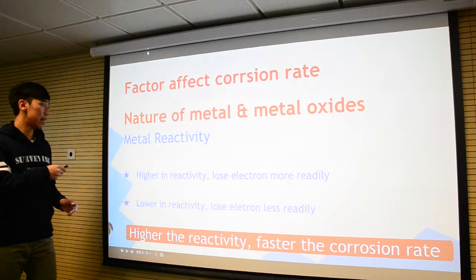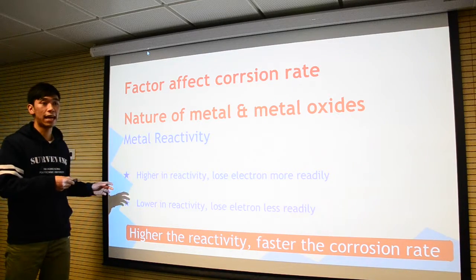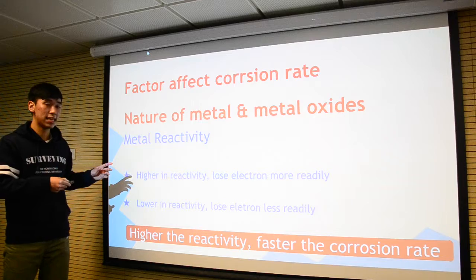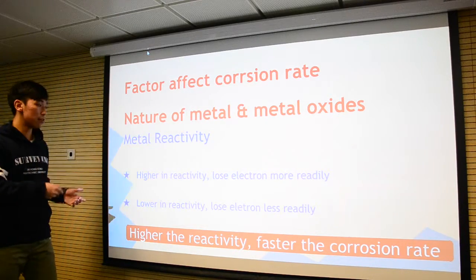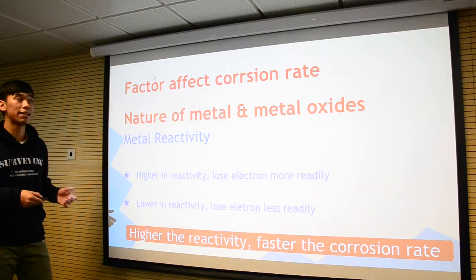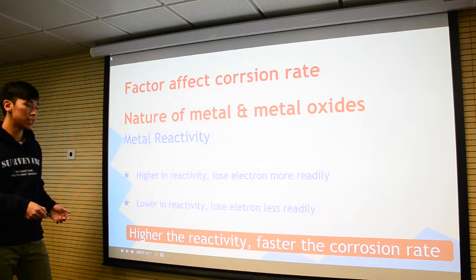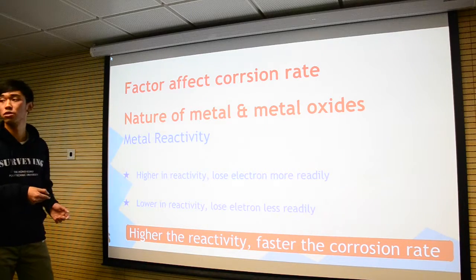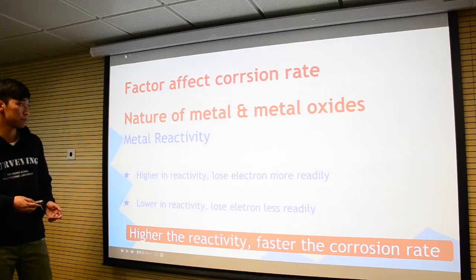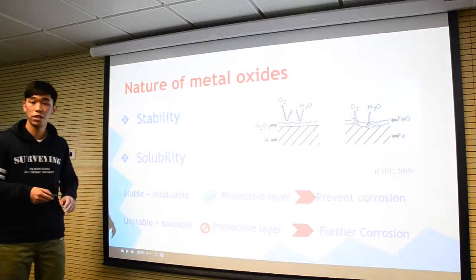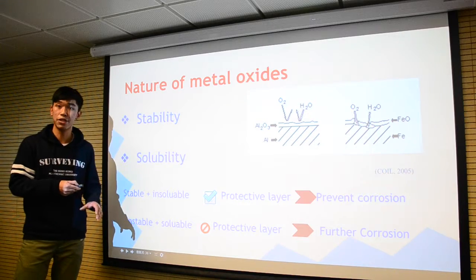According to the metal reactivity and according to the previous page, we see that the anode, which releases electrons, is a crucial factor for corrosion to occur, so the rate of releasing electrons can affect the rate of corrosion. To sum up, the higher the reactivity, the more readily electrons are lost, and so the faster the corrosion rate. However, when talking about corrosion, we cannot only depend on the nature of the metals.